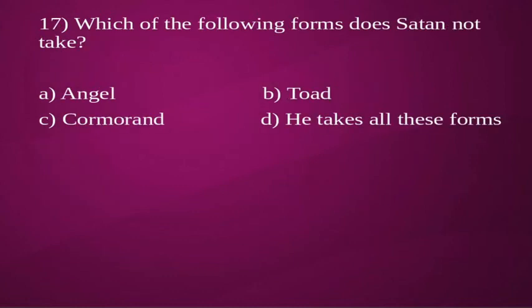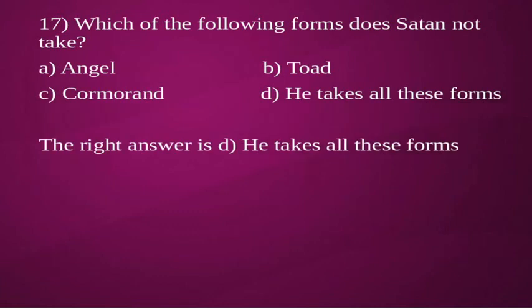Question number 17 is, which of the following forms does Satan not take? Option A, angel. Option B, toad. Option C, cormorant. And option D, he takes all these forms. The right answer is D, he takes all these forms.